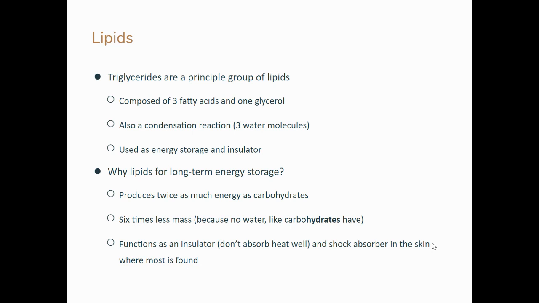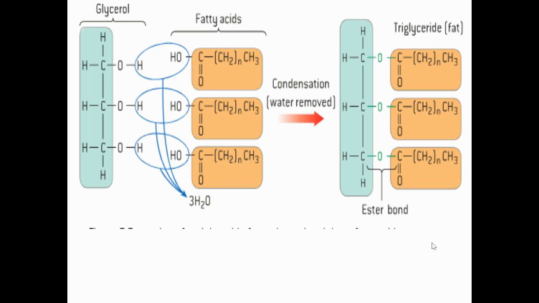So if you see a large carbon polymer on a test, and if it has oxygen in a ratio of 1 to 2 hydrogens, you'll know it's a carbohydrate. If it doesn't have a lot of oxygen or any, then you'll know it's a lipid. Okay, so here we have our glycerol.